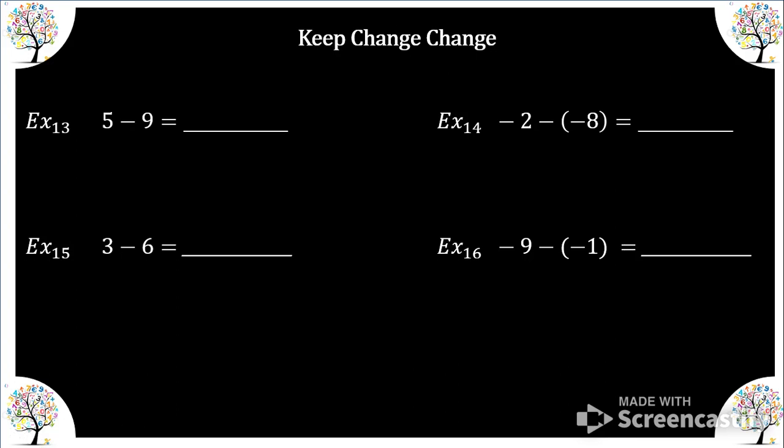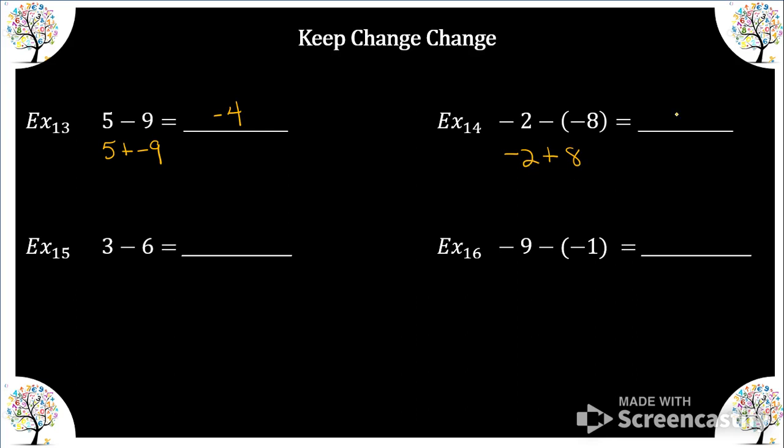Okay, let's do a few more together. So we're going to do keep, change, change. So we have 5 plus negative 9. Now signs are different. We subtract and we have more negatives. We have negative 4. Keep, change, change.